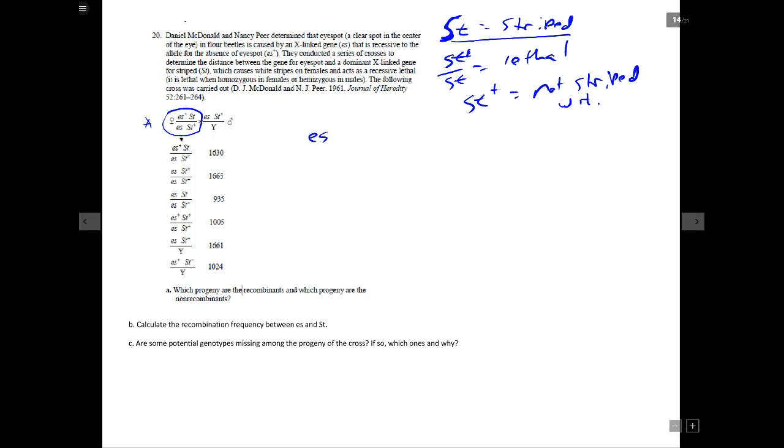So we've got ES plus ST over ES ST plus. Alright. So the types of gametes we can get: parentals.